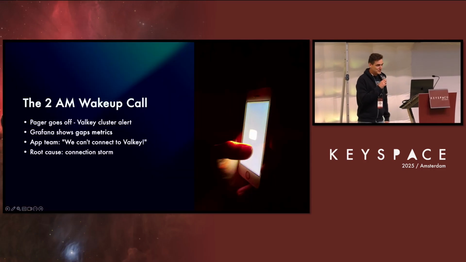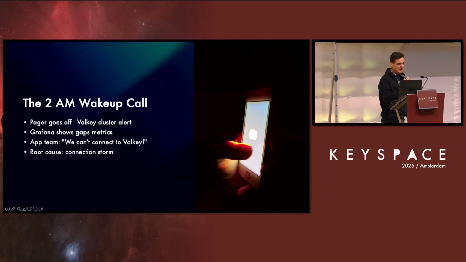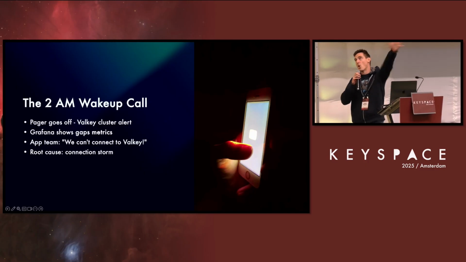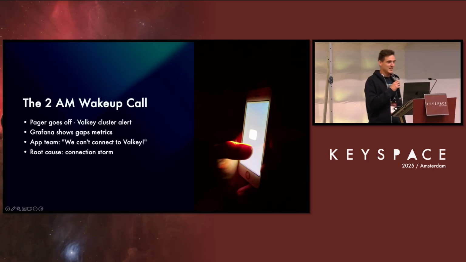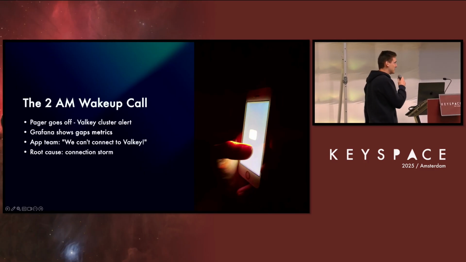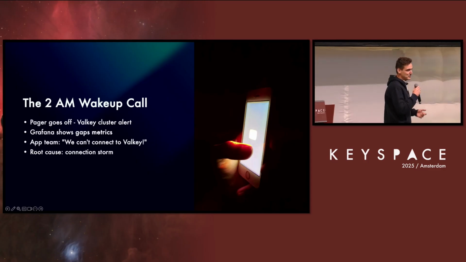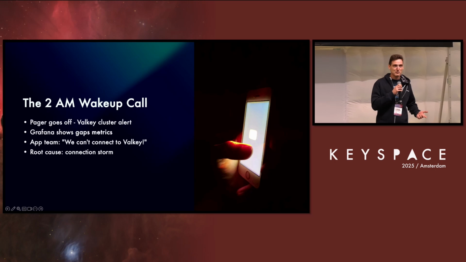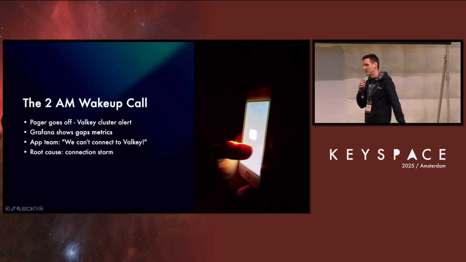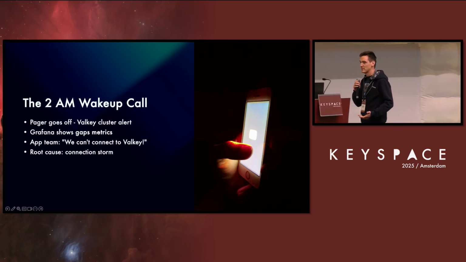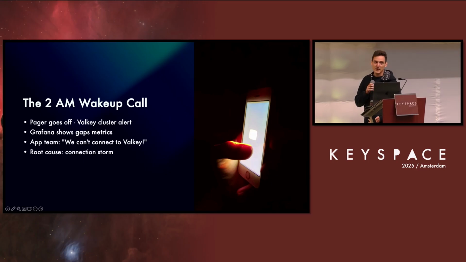So imagine this picture. It's 2 a.m. in the morning, you're sleeping in your bed, suddenly, boom, pager goes off. Half asleep, you're grabbing your laptop, you're trying to make sense of what's going on. You open the Grafana with Valkey dashboard, but what do you see? You see that half of the metrics are actually missing. There are gaps. So what is it? It's like an exporter issue.